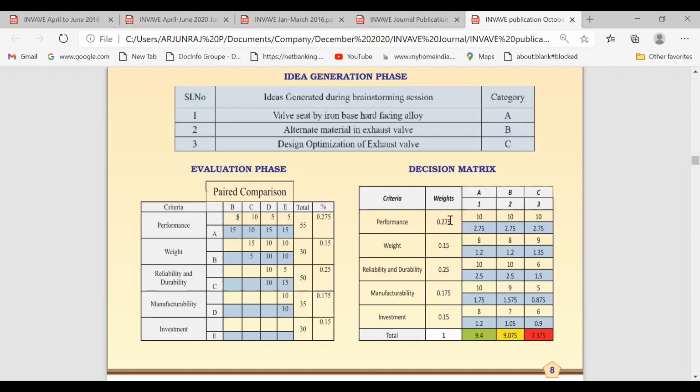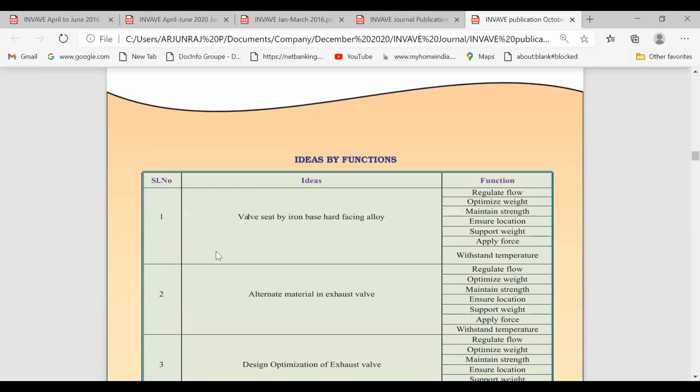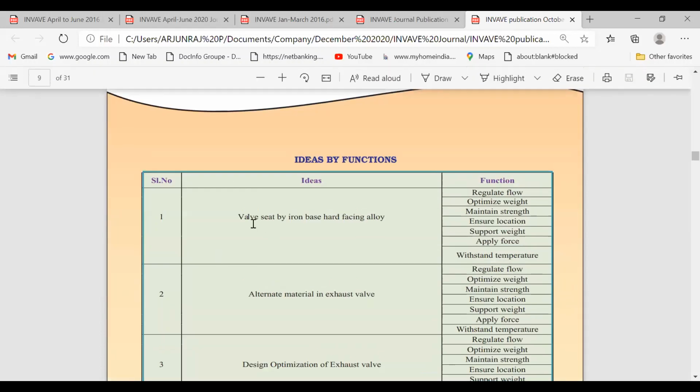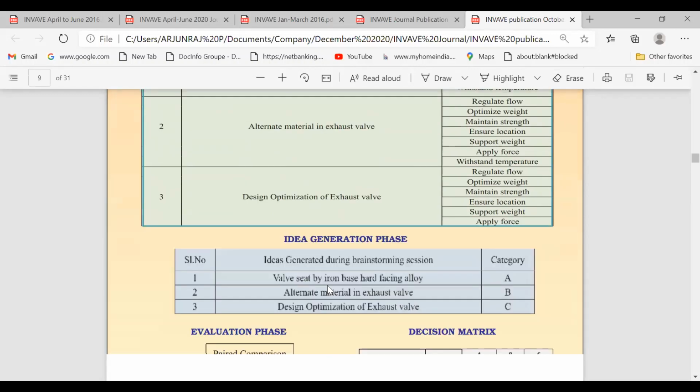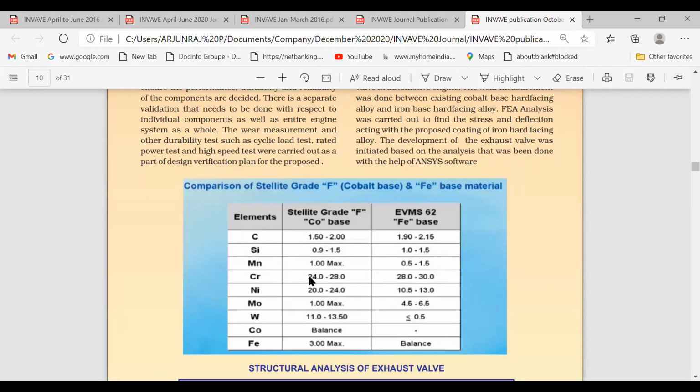And with the help of the cross-functional team, the rates are being given with different points 1 to 10. And what you have to do is you have to multiply that with this value, percentage value, then you get the points. So higher the points, you have the idea. So here the A idea is having more points, 9.4 out of 10. Which means the A idea is to convert wall stem from cobalt to iron-based hard facing alloy. Then development activity is being carried out.